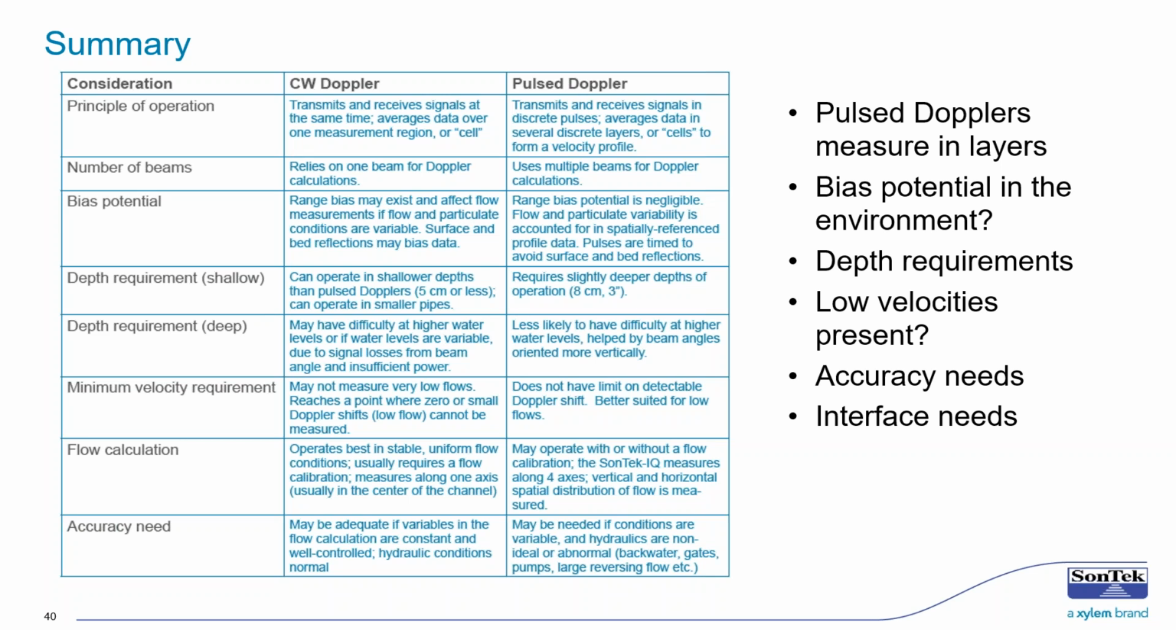If there's bias potential, you want to consider how the instrument would work in your environment, based on what's going on in the sediment or attenuation possibilities. You want to think about the depth requirements, whether you have low velocities present, what your overall accuracy needs are for the application, like that chlorine dosage example, and then what your interface needs are. What do you need topside, and what would work best?